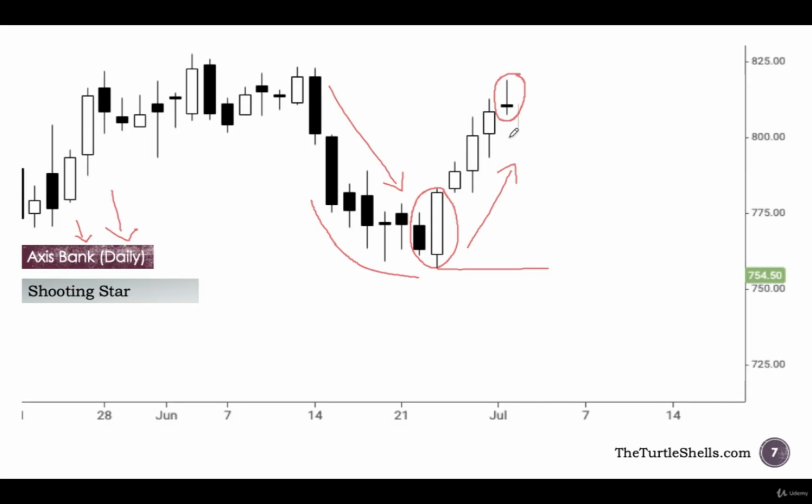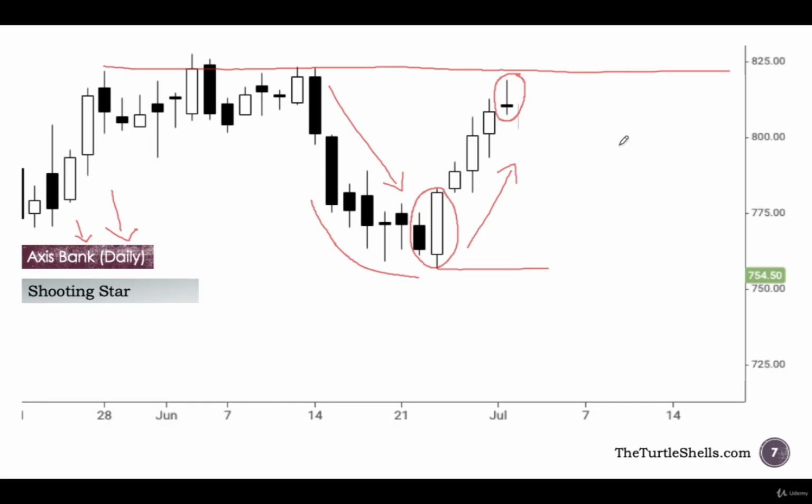Why? Because it is coming after an uptrend. It's a small real body. The upper shadow is more than twice the height of the real body. And it is coming after an uptrend, also confirming this resistance area. This candle has failed to close above this red line. So that's a shooting star for you. It's coming on a daily time frame after 4 consecutive up candles or bull candles. You have a shooting star.